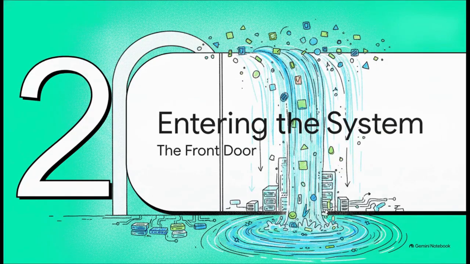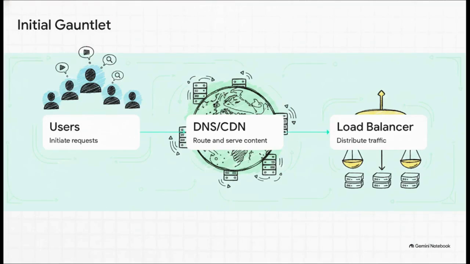Moving right along to Section 2, Entering the System. Every single time you tap on your phone, you're kicking off this massive top-down waterfall of data. Users initiate the flow, which hits the DNS and CDN, and then those requests are immediately routed down to the load balancer. This is basically the initial gauntlet that every single click has to survive.